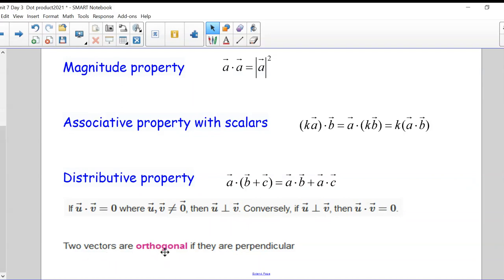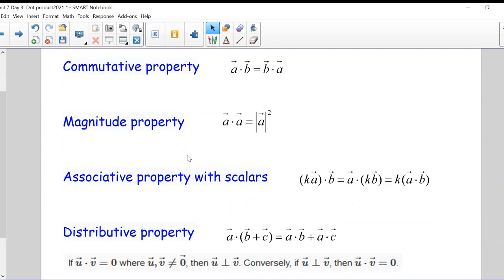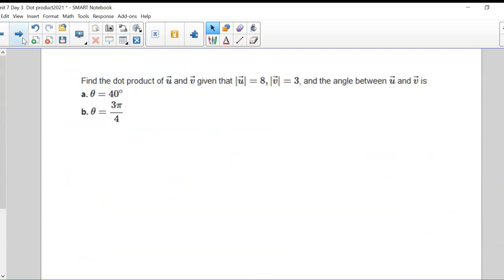This is a word that I want you to get to know because you may see it in a question. Two vectors are orthogonal if they're perpendicular. So that's what orthogonal means. Perpendicularity and being orthogonal mean one and the same thing, right? And again, if the dot product is 0, they're orthogonal. Or if they're orthogonal, the dot product is 0. So those are some properties of dot products that are good for you to bear in mind.